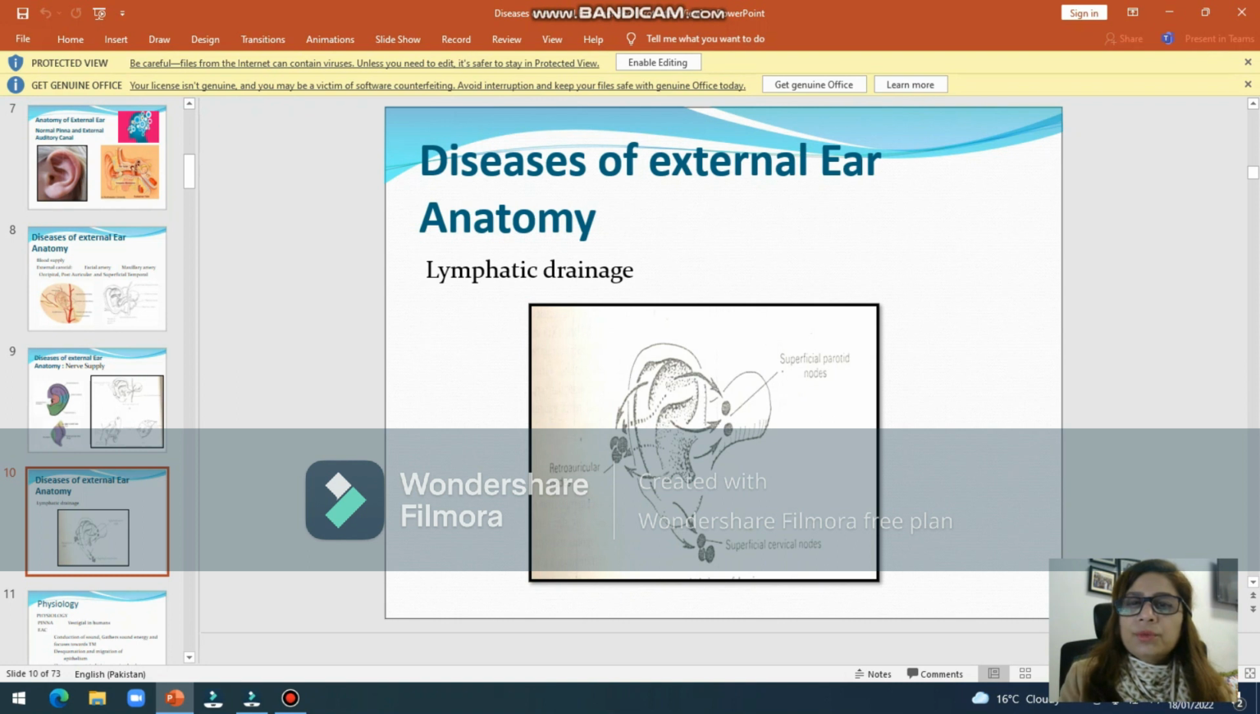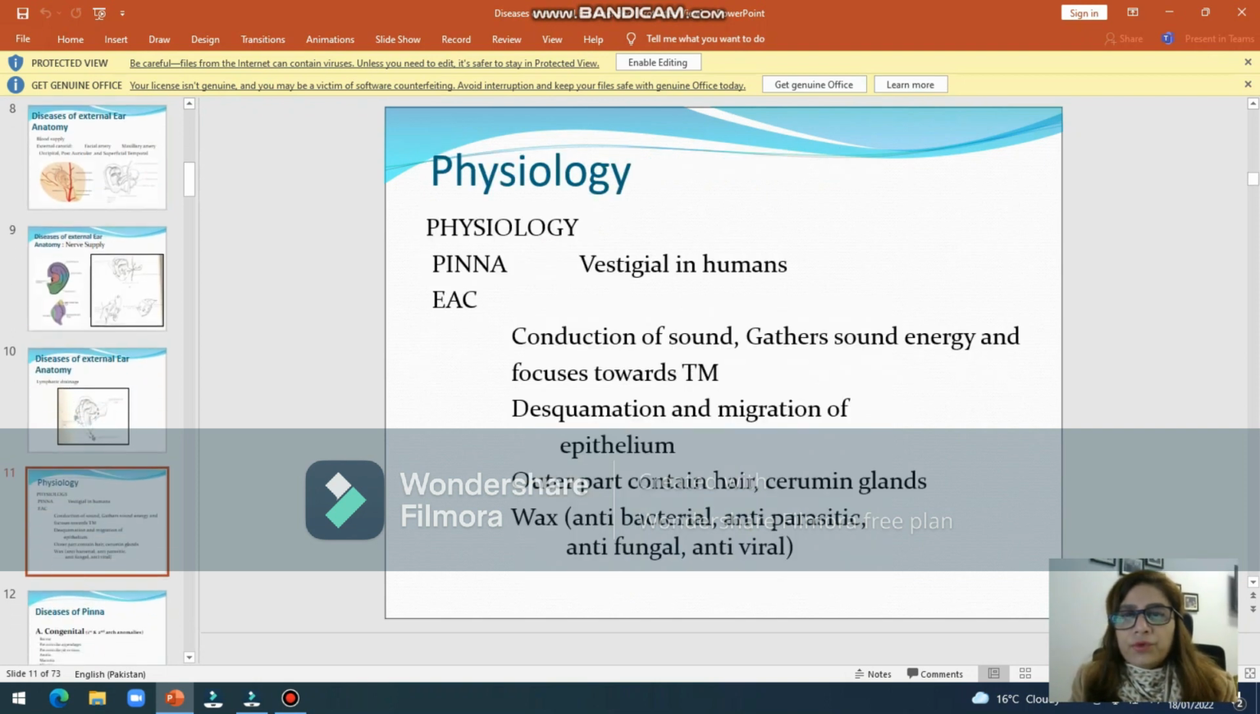The main lymph nodes are the retroauricular lymph nodes, which are behind the ear, the superficial parotid lymph nodes, which are inside the parotid gland, and the superficial cervical lymph nodes, which are the upper cervical lymph nodes. In human beings the pinna is usually vestigial, but in animals it collects sound waves and directs them towards the external auditory canal. In human beings, the external auditory canal conducts sound. It gathers the sound energy and focuses it towards the tympanic membrane.